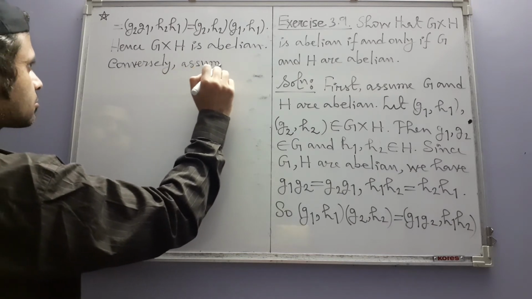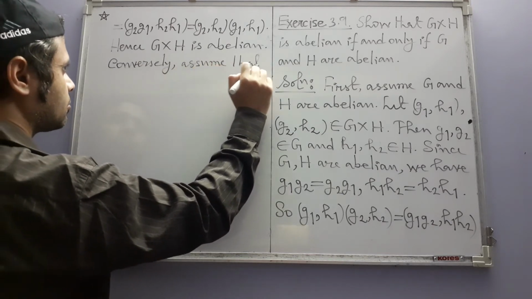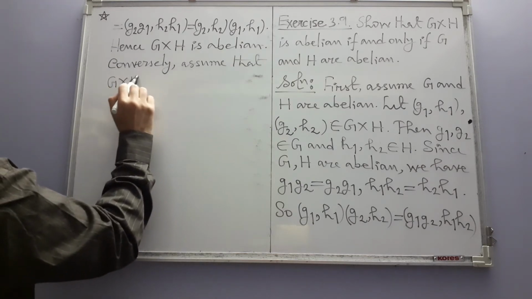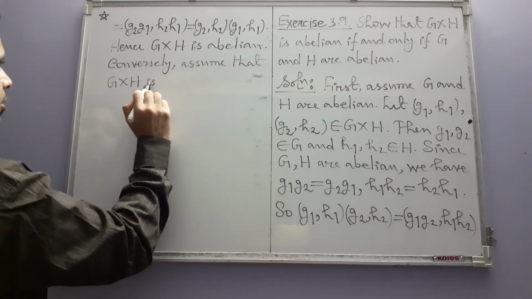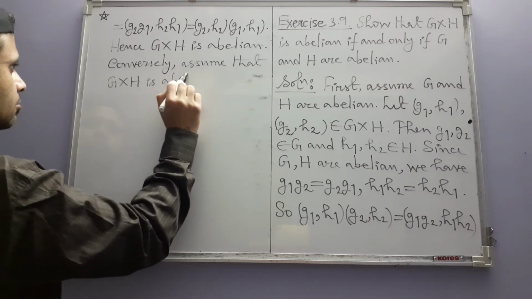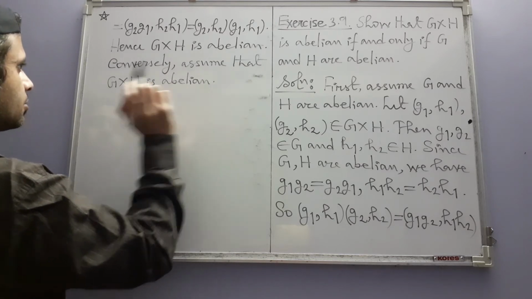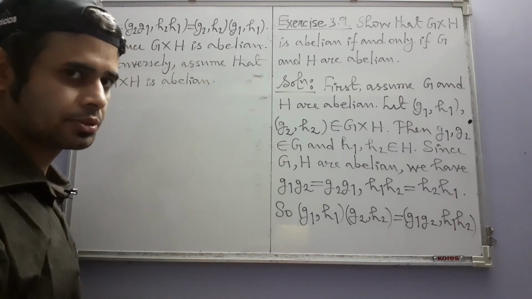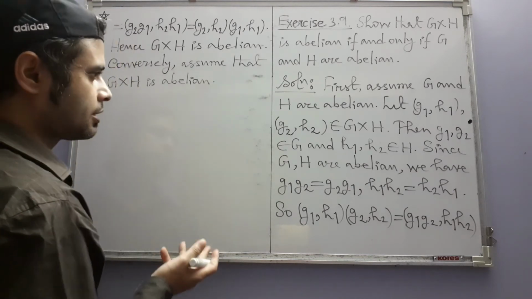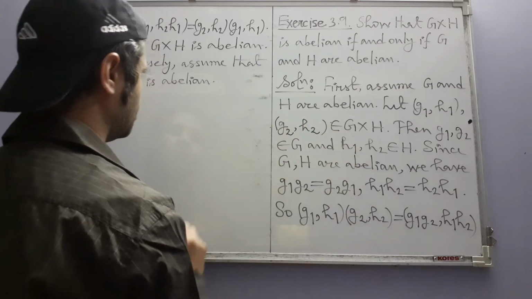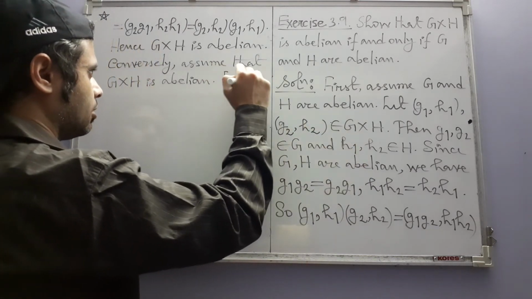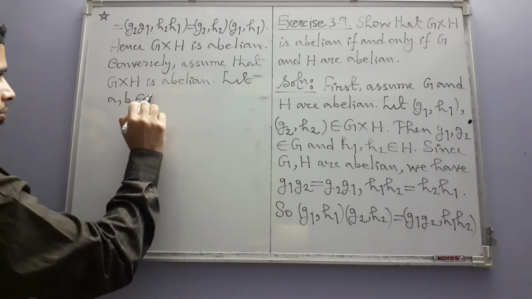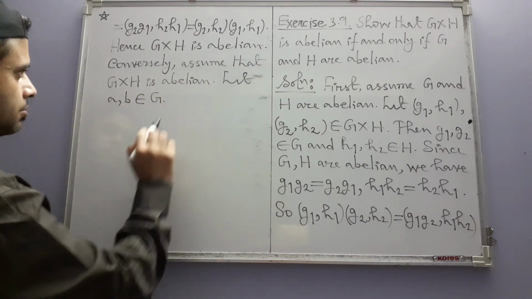Conversely, assume that the Cartesian product is abelian. We now have to prove that both the groups are abelian. Let us first show that G is abelian. Let A and B belong to G.